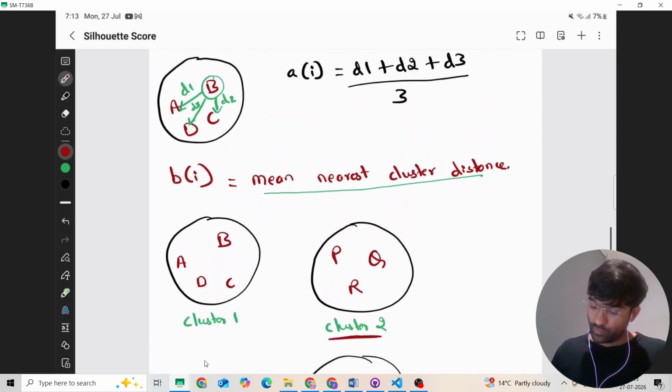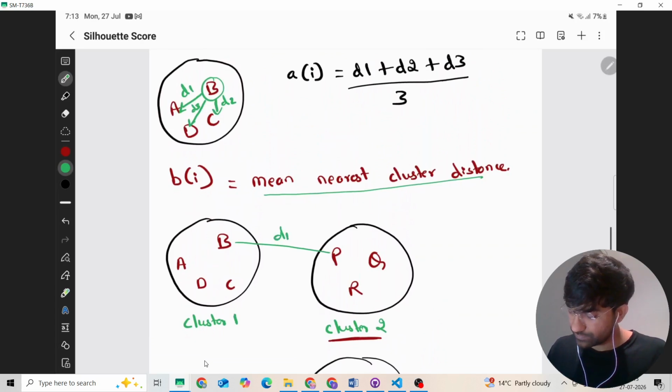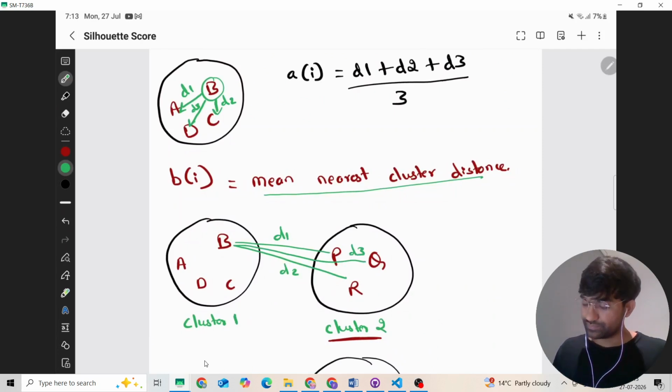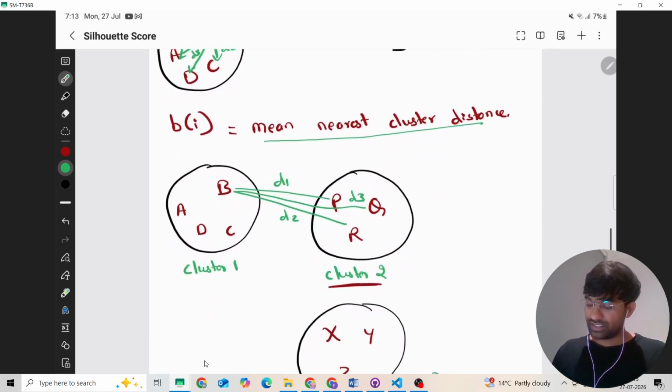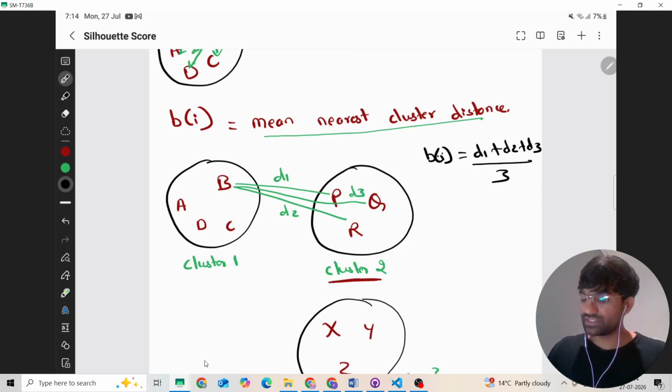With respect to point B, it will calculate the distances again, D1, D2 and D3, to the nearest cluster, and take the mean. So B of I is equal to (D1 plus D2 plus D3) divided by 3. This will be our B of I.